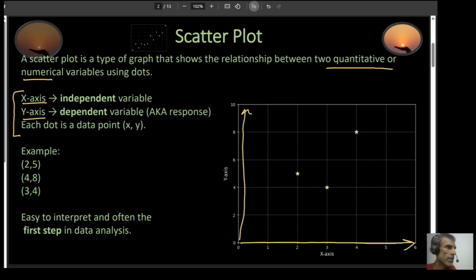Now your x-axis, another name for that is the independent variable. Your y-axis is generally referred to as the dependent variable or response variable. Now each dot would be your data point.